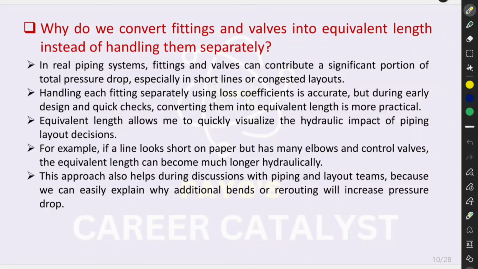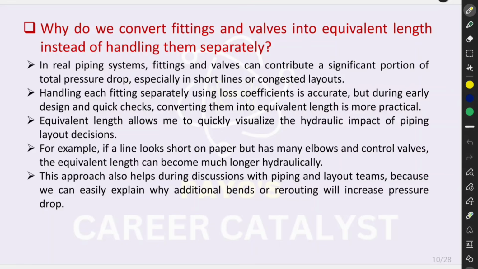Why do we convert fittings and valves into equivalent length instead of handling them separately? In real piping systems, fittings and valves can contribute a significant portion of total pressure drop, especially in short lines or congested layouts. Handling each fitting separately using loss coefficient is accurate, but during early design and quick checks, converting them into equivalent length is more practical.